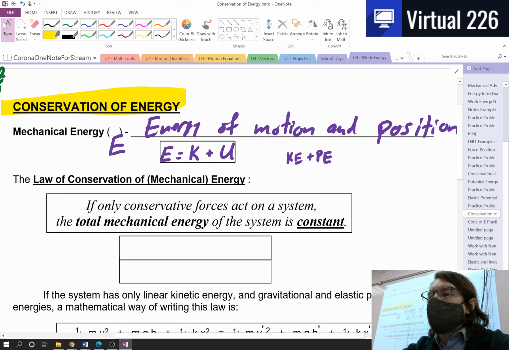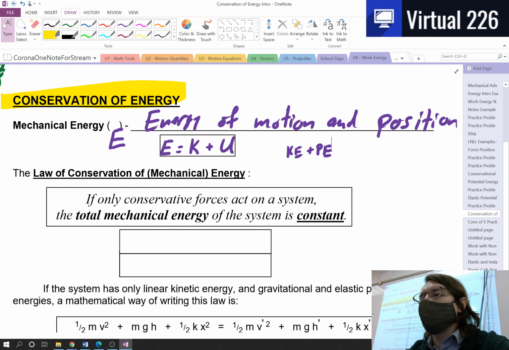Now, if only conservative forces are acting on a system, the total mechanical energy is a constant value. And what we mean by conservative forces are forces where you're not going to lose any energy to something like friction. Friction is a non-conservative force. If you are sliding on the ground and there's some friction, not only is your body getting some road rash and your skin getting ripped up, but you're losing energy you're not going to get back.